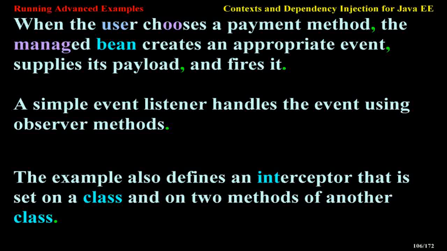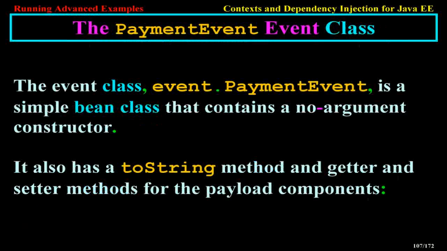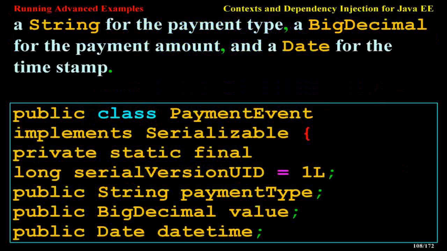The example also defines an interceptor that is set on a class and on two methods of another class, the PaymentEvent class. The event class, event.PaymentEvent, is a simple bean class that contains a no-argument constructor. It also has its toString method and getter and setter methods for the payload components: a String for the payment type, a BigDecimal for the payment amount, and a Date for the timestamp.